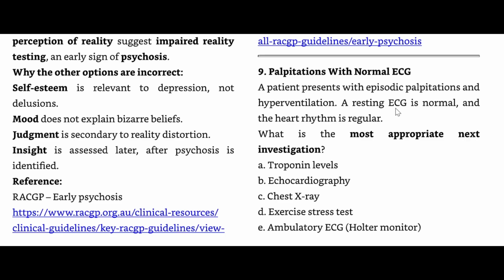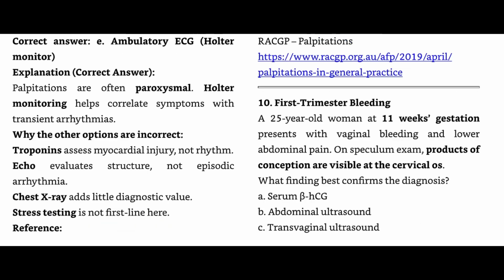If the resting ECG is normal and the heart rhythm is regular, the most appropriate next investigation is ambulatory ECG or Holter monitor. Ambulatory ECG or Holter monitor is the correct answer.